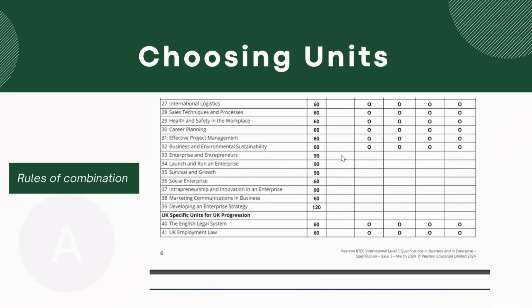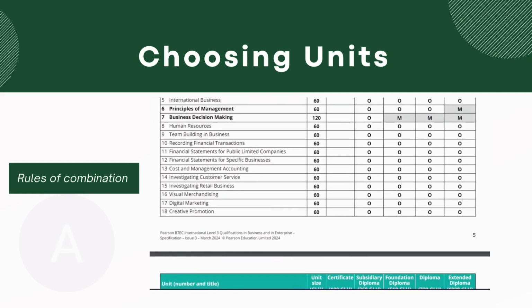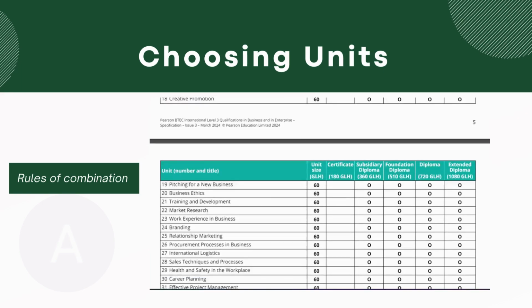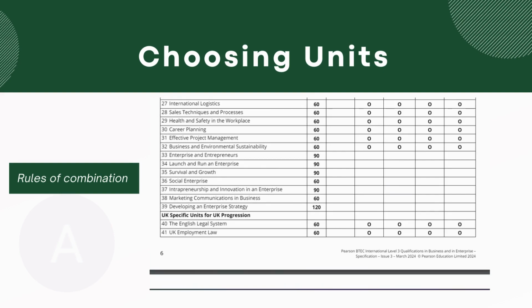Unit combinations are very important and must be given specific attention and care. As you can see here, Units 33 to 39 are not options for the Level 3 business course. Once you've included your mandatory units, you can select a combination of units from the optional list that fulfill the total number of guided learning hours required for that course.